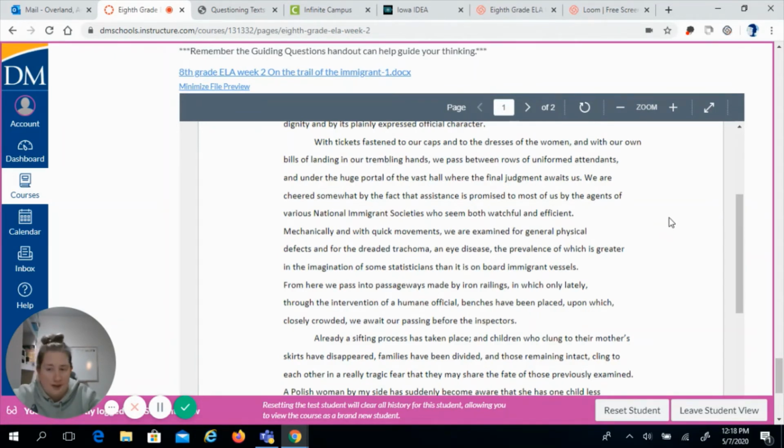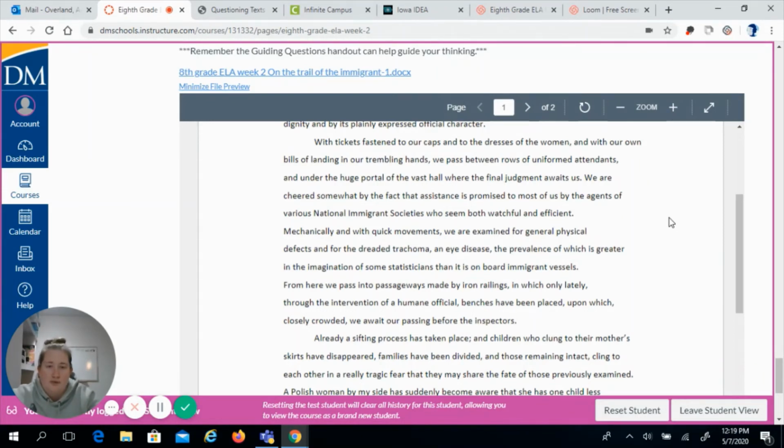So these people are coming in. They only have tickets to get here, and they might have a bill of landing, which is similar to what we would call a visa now, saying they can do that. And they have promises from these immigration companies and societies that will help them get on their feet and get started. They seem to be well put together. They're watchful, so they're paying attention, and they're efficient, which means they work really well.